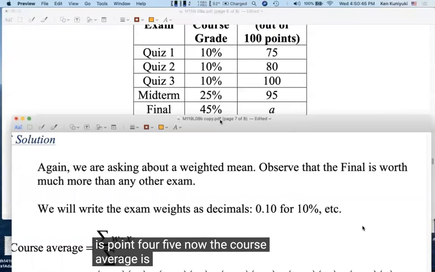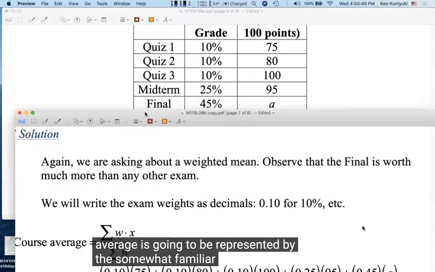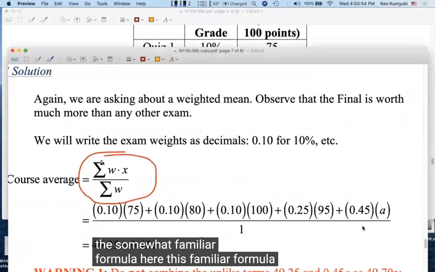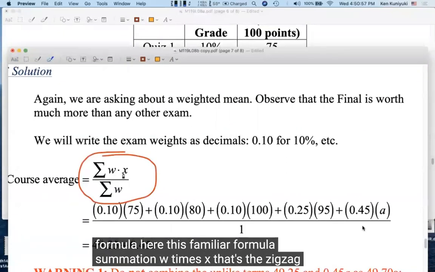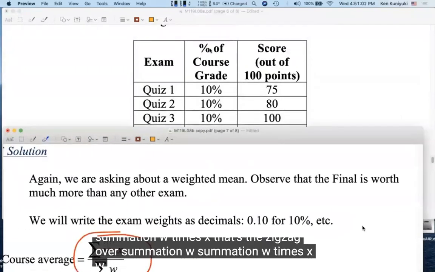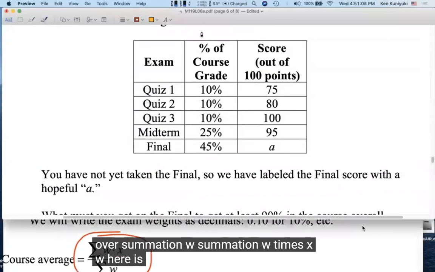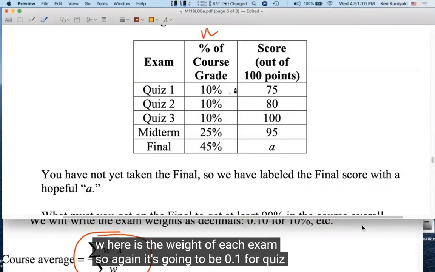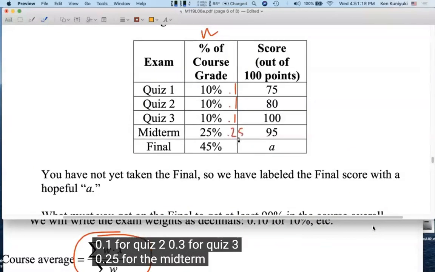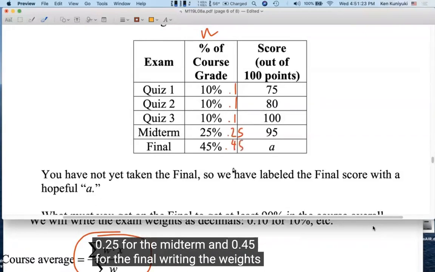Now the course average is going to be represented by this somewhat familiar formula here. Summation W times X, that's the zigzag, over summation W. W here is the weight of each exam. So again, it's going to be 0.1 for quiz 1, 0.1 for quiz 2, 0.3 for quiz 3, 0.25 for the midterm, and 0.45 for the final. Writing the weights in decimal form.